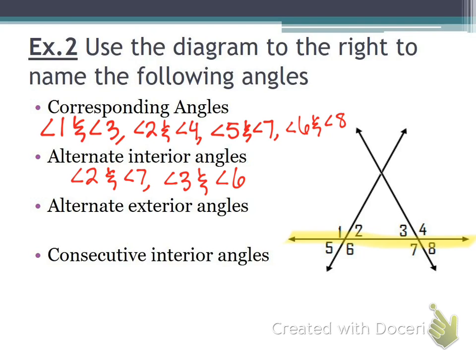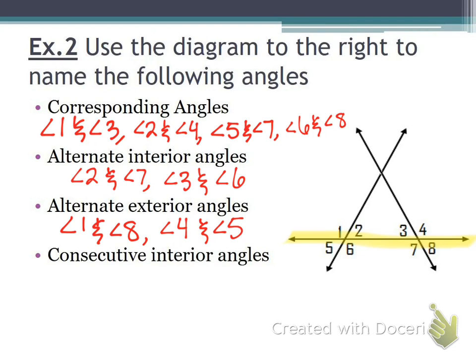Okay, we're done with interior, so let's do alternate exterior. Micah? Very good, angles 1 and 8. My other alternate exterior, Yanni? Angle 4 and 5. Good, angles 4 and 5. Questions about our alternate exterior? Okay, let's go to consecutive interior.